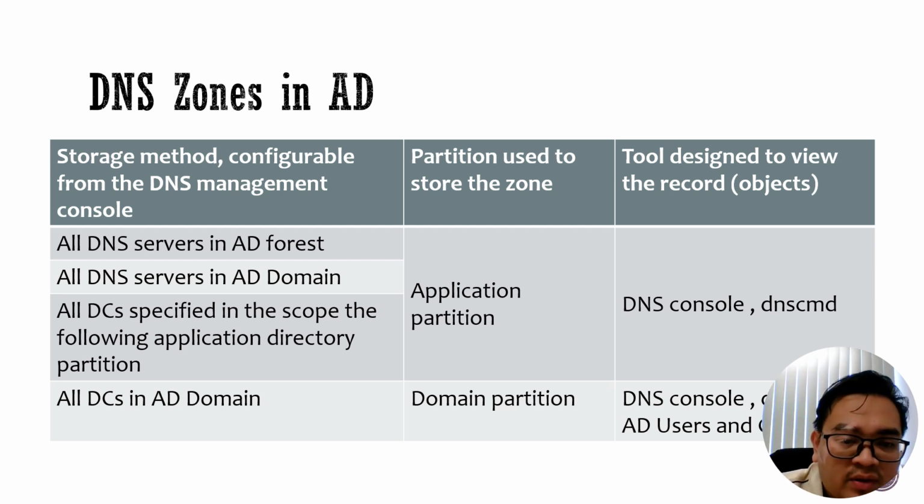So, the storage method configuration from DNS management console. We have all DNS servers in the AD forest, and all DNS servers in the AD domain. All of this is specified in the following application directory partitions. For the top ones, the partition used to store the zone is the application partition, and the tools designed to view the records are the DNS console and DNSCMD. But for all DCs in an AD domain, it will be in the domain partition, with the DNS console and AD users tools. Okay, you can go back to the original slide later.